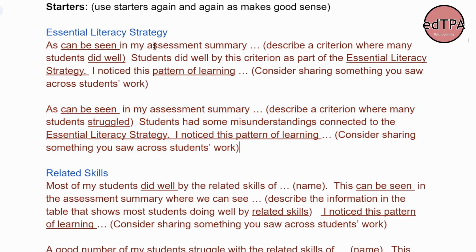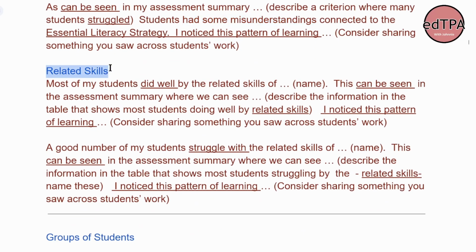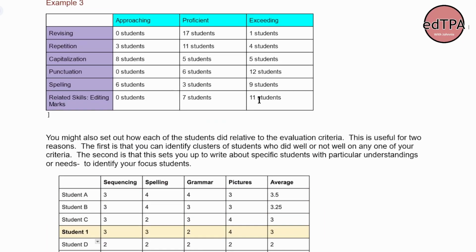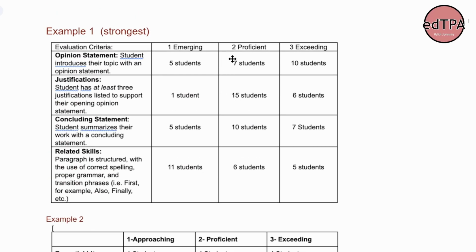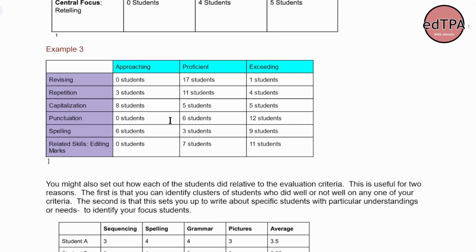Okay, so essential literacy strategy, you're thinking about your whole class, and you're thinking about what they did well here, and here you're talking about what they struggled with. Okay, so the essential literacy strategy. You can see it's going to be parallel. After essential literacy strategy, you're thinking about the whole class now in terms of related skills. Most of my students did well by the related skills of, and give names. This can be seen in the assessment summary where we can see. So go back up to the table, and I'm going to zip up there. If you go back up to the table, you can see where students struggled. Okay, so which piece of this did they struggle with? And you say how many students struggled.